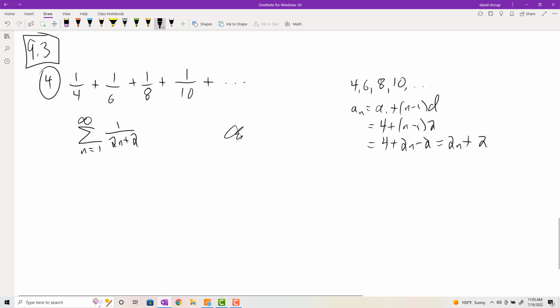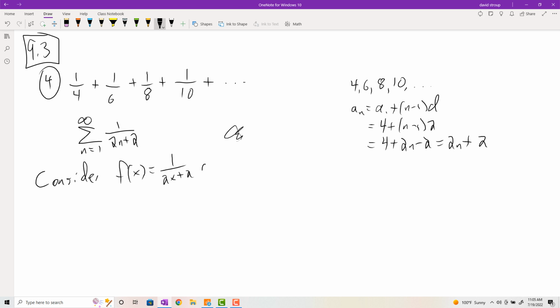Okay, so we're considering then the function f of x equals 1 all over 2x plus 2 on the interval from 1 to infinity, where the 1 to infinity is based off the summation. Okay, and generally you need to show it's continuous and positive, but on the test I'll let you assume that. So I'll say assume it's continuous, assume it's positive, and just show that it's decreasing.